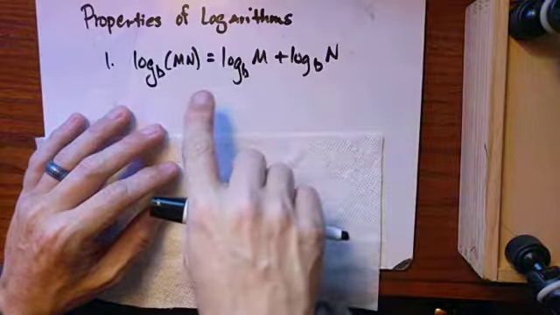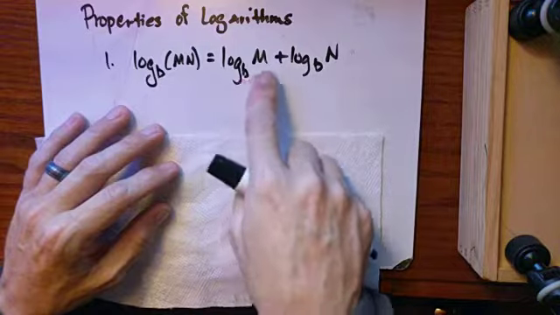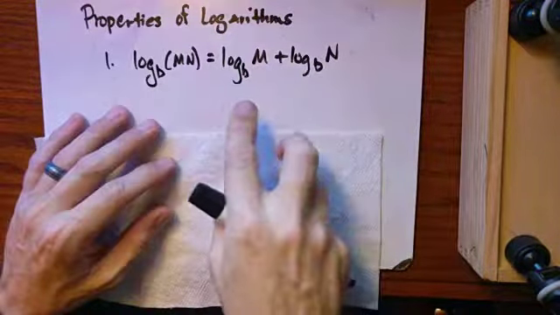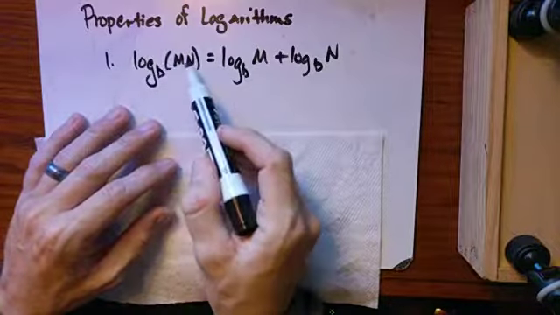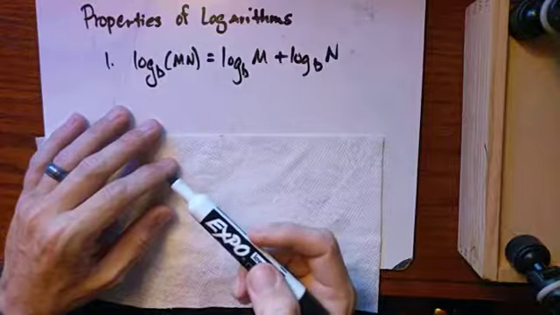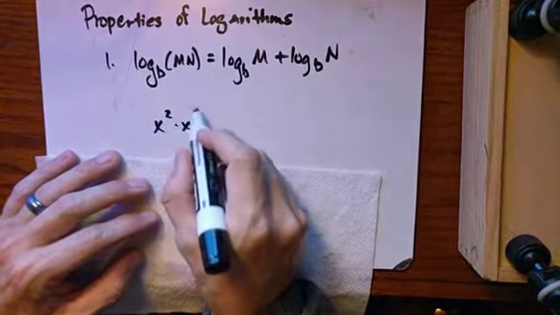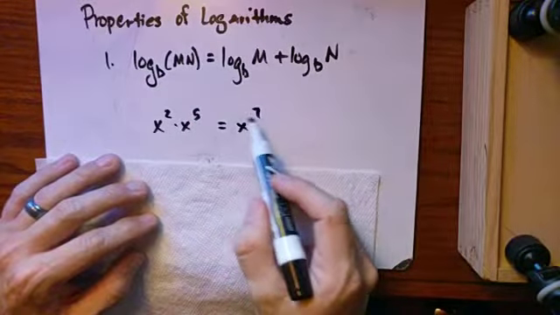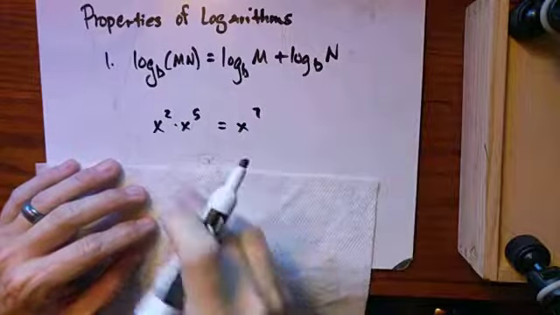And I don't have time to prove why this works. You can Google the proof for this if you want, but basically the reason why this works is because these two things are exponents. Remember, every logarithm is equal to an exponent. So why would you add exponents? Probably because you're multiplying expressions that have like bases. For example, if you had x squared times x to the fifth, this would be x to the seventh. Well, what did we do to get the 7? We added the exponents. That's kind of what we're doing here.